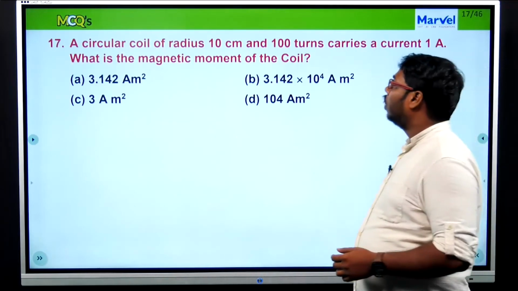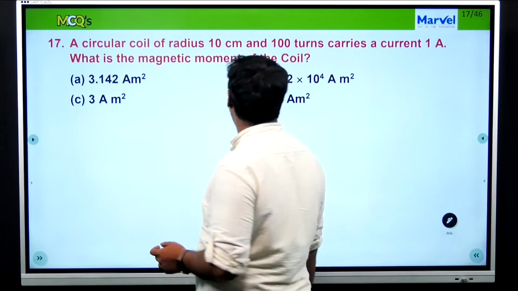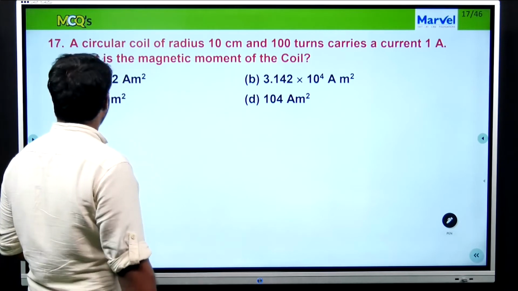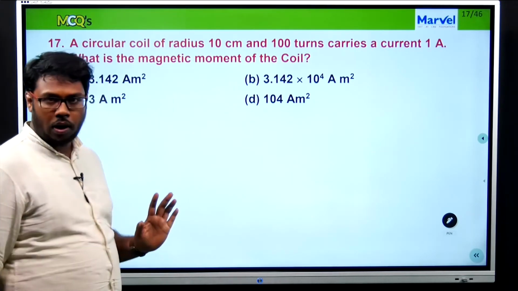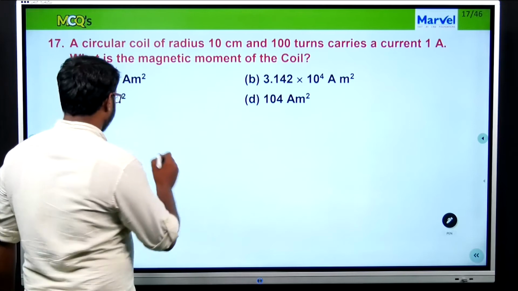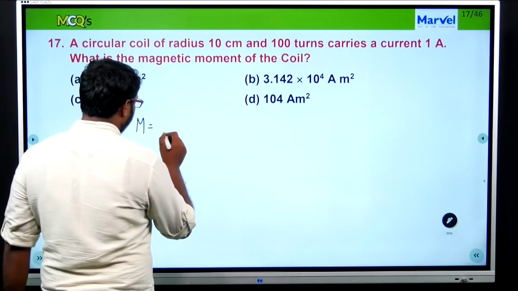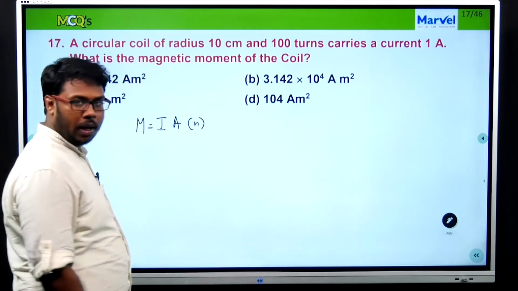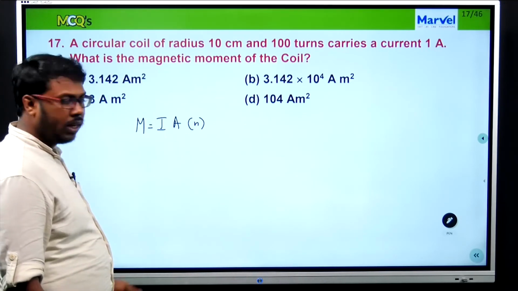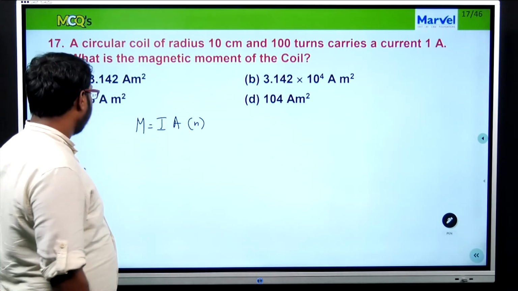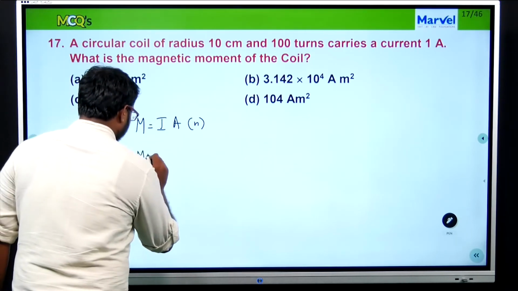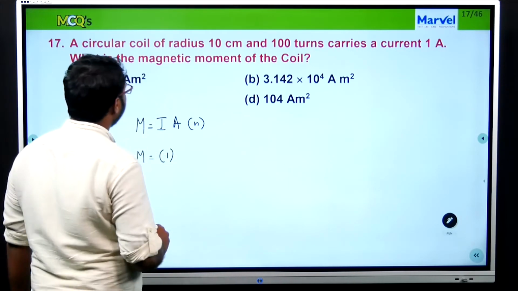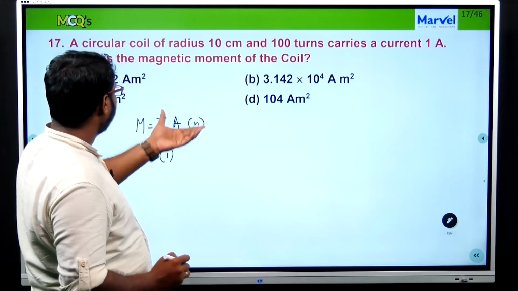A circular coil of radius 10 centimeter and 100 turns carries a current of 1 ampere, then what is the magnetic moment of the coil? Again, first thing, the magnetic moment of a coil is given by N into I into A. N stands for the number of turns, I is the current in the coil, and A is the area of the coil. So, capital M is equal to, what is I in here? I is 1.